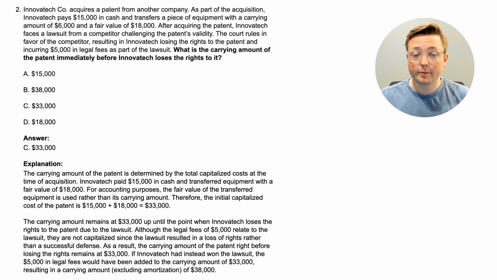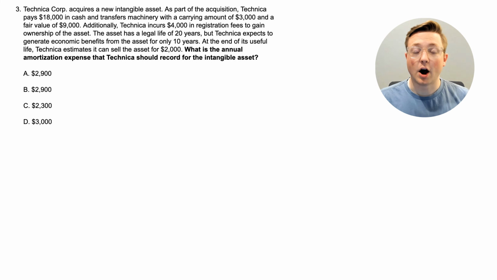But we've gone over a good amount of stuff for figuring out the initial measurement, or figuring out the carrying amount of the asset before taking into account any amortization. Now let's go to question 3 to start talking about amortization. All right, here we are at question 3. Again, we're going to start talking about amortization here. Let's read the last part. What is the annual amortization expense that Technica should record for the intangible asset?